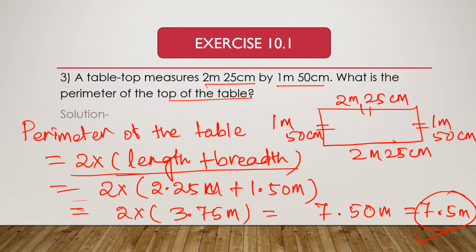2.25 plus 2.25 is 4.50, and this is 3 meter. 4.50 plus 3 will be 7.50, that is 7.5 meter. So perimeter of the top of the table is 7.5 meter.